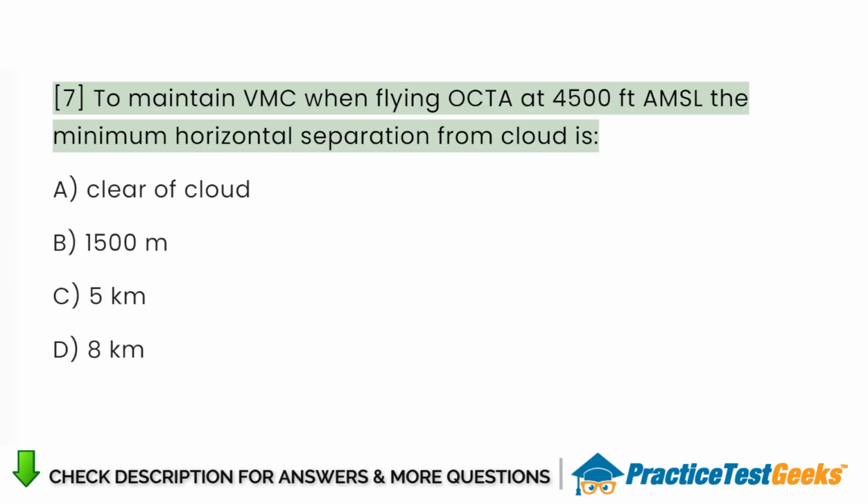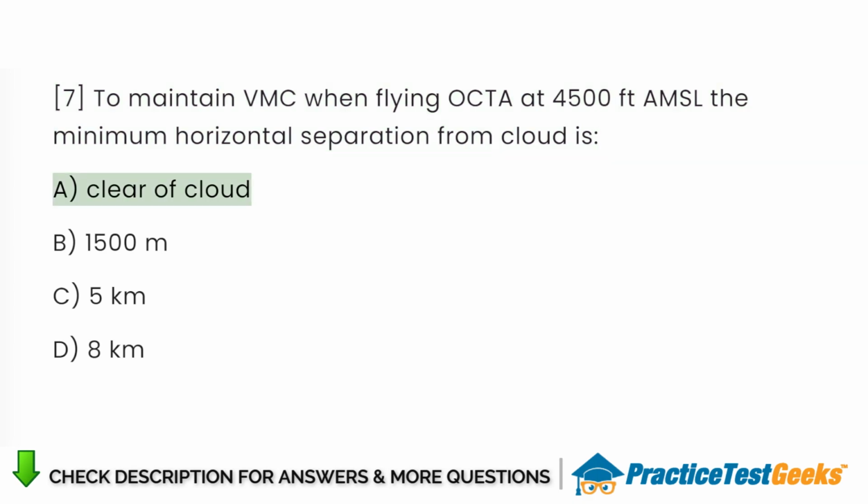To maintain VMC when flying OCTA at 4,500 feet AMSL, the minimum horizontal separation from cloud is: A. Clear of cloud. B. 1,500 m. C. 5 kilometers. D. 8 kilometers.